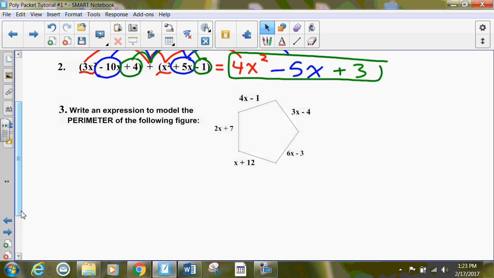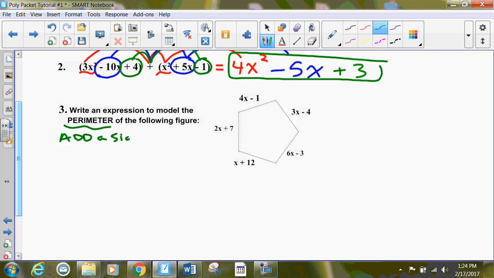We've got a, let's say, 1, 2, 3, 4, 5, a 5-sided figure, and we are going to see what the perimeter is. And so to find the perimeter, we're going to add the sides together, right? If we were going to find the area, we would be multiplying, though we'd have to break this up into triangles. But perimeter means add the sides, so that's just a reminder. Okay, so here we go. It says write an expression to model.